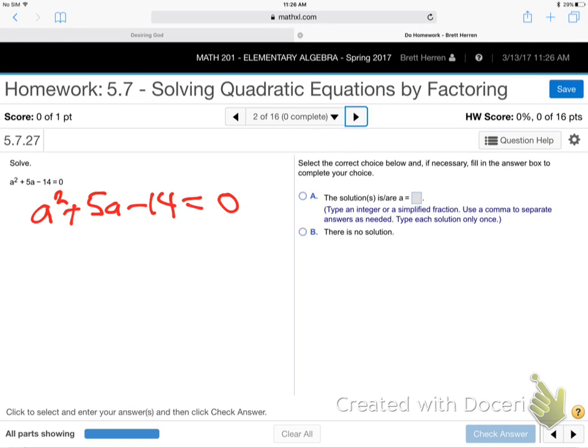Feel free to check with those around you. Do the two parentheses.